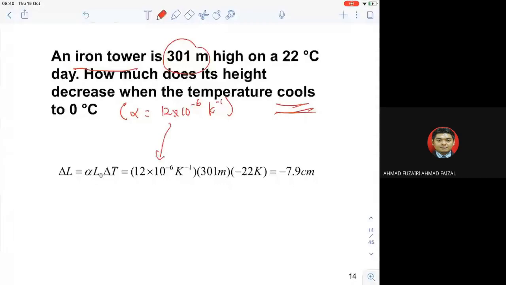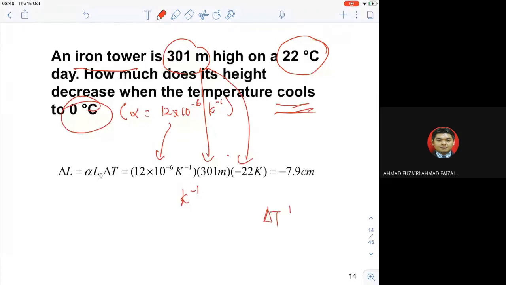So alpha, and what is the original length, L0? It is 30. We know that alpha contains K negative 1, Kelvin negative 1, meaning the unit used for temperature is Kelvin. But for this question, they only provide Celsius. So how can we do this? After all, this is the difference in temperature. So regardless of the situation, Celsius or Kelvin, we need to find the difference in temperature, not the temperature itself.